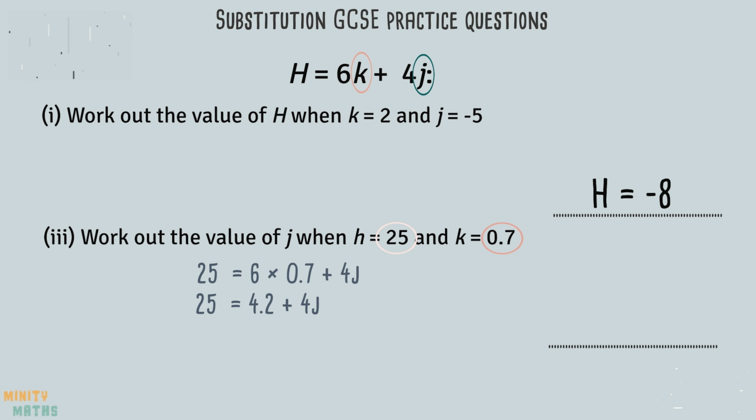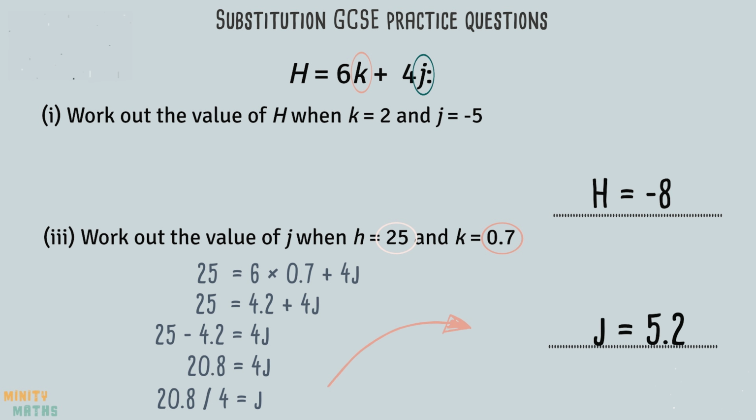We now need to rearrange the equation in order to get the unknown variable j on its own. Firstly, we can take 4.2 away from both sides of the equation. This tells us that 20.8 is equal to 4 lots of j. To find out what 1j is equal to, we can divide 20.8 by 4, giving us an answer of 5.2.